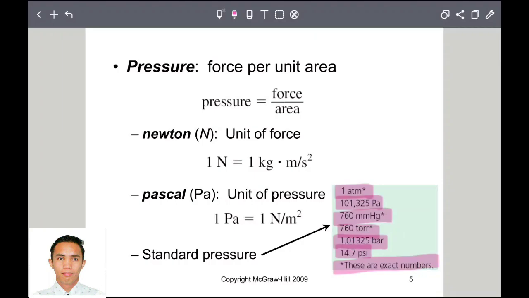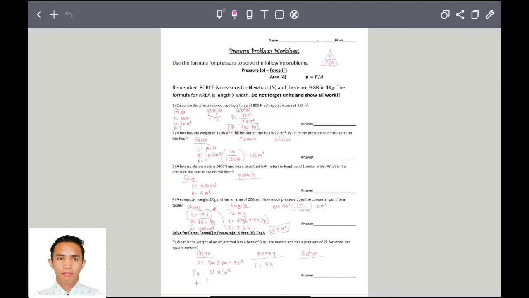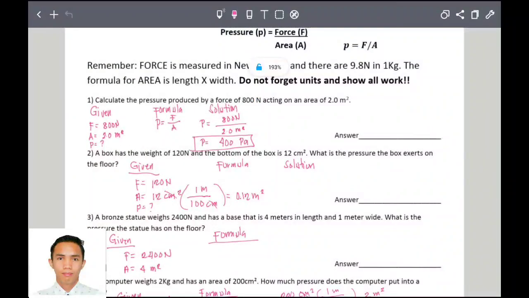Now let's review how to use this formula, pressure equals force divided by area. Here we have examples of worksheets about pressure. Now the teacher will give you work to answer these questions. The teacher already gives the formula and solution.